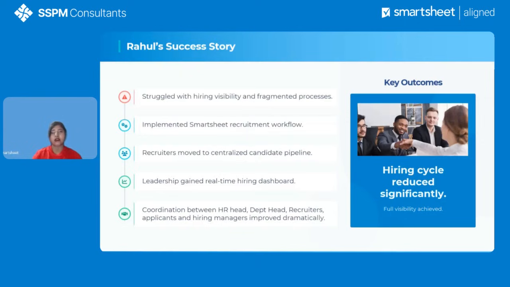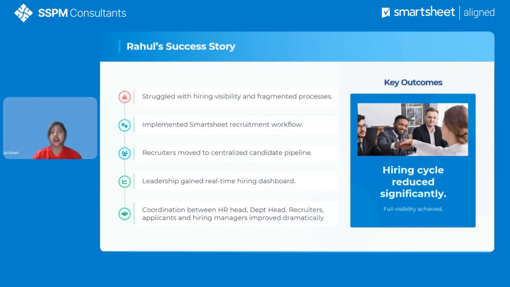This is because all requests are captured in one place. Workflows automate approvals and notification. Candidate data is centralized, and dashboards provide real time visibility. Everything Rahul needs is in one system. Outcome. So, what changed for Rahul?